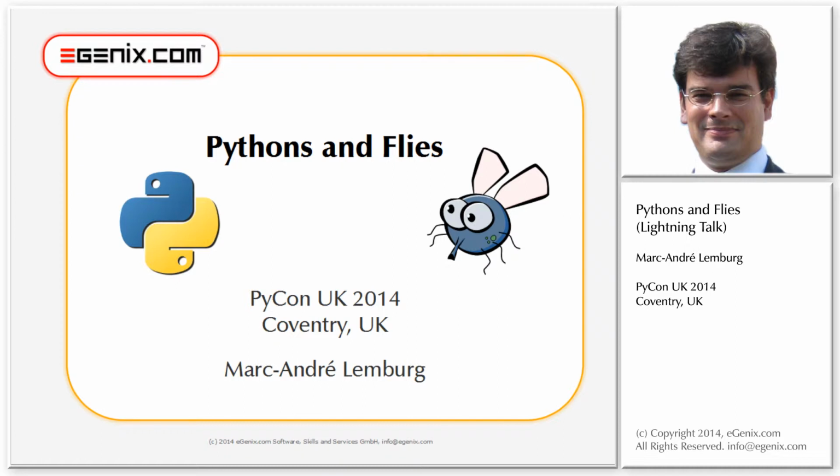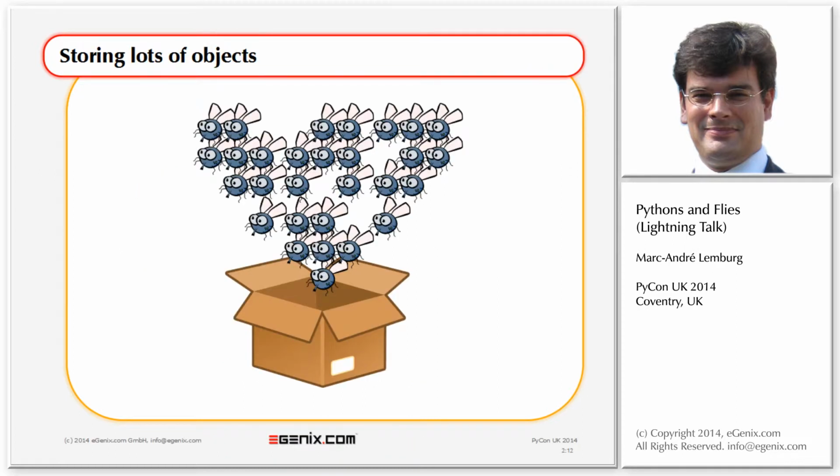So I had a talk yesterday about Python and performance, and I left out some parts because I thought I wouldn't get 52 slides into my talk time. So this is about Python and flies. So what's the objective? You're trying to store lots and lots of objects in memory. So how do you do that?